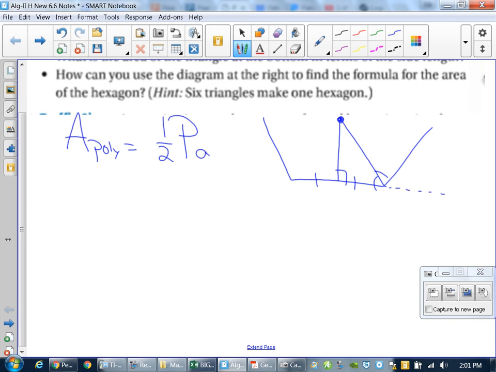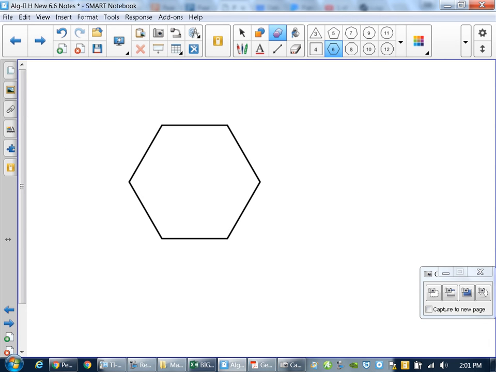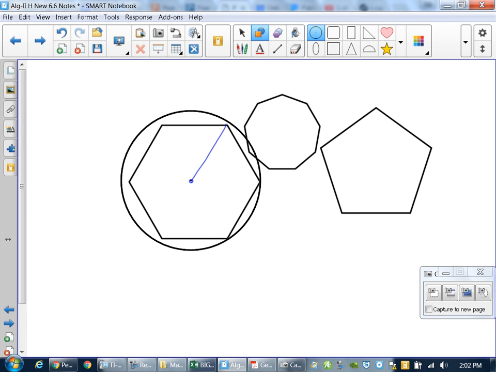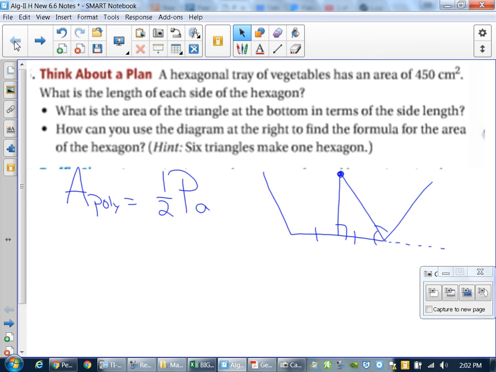Yes. Anytime you have a regular polygon, the segment from the center to the vertex is always a radius, because you can inscribe any one of these into a circle, and it hits right there. That's the reason why that works. Okay? Yeah, you're right about that whole area thing. See, maybe you just had to try harder.